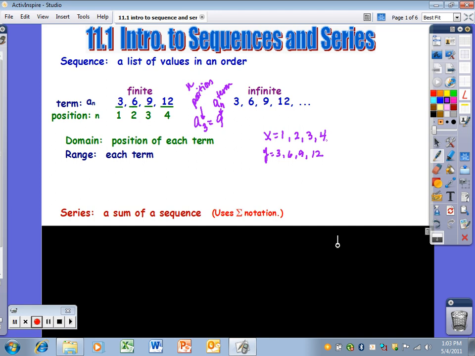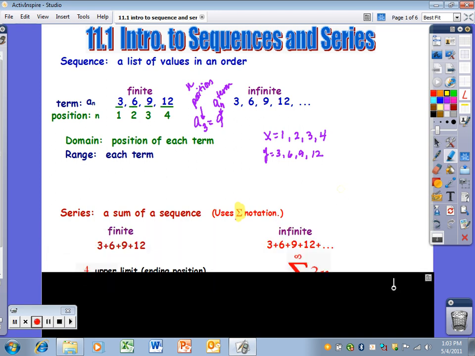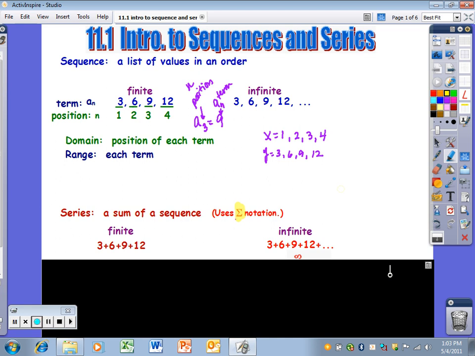Whereas a series is a sum of a sequence. And we use sigma notation. This will be new. That's a capital sigma in the Greek alphabet, and it always means to sum. So the difference between a sequence and a series is that a series will have plus signs in them. So here's our finite series. It's exactly the same as this one up here, only these all had commas. Now a series has pluses. So 3 plus 6 plus 9 plus 12. Or infinitely, 3 plus 6 plus 9 plus 12, etc.